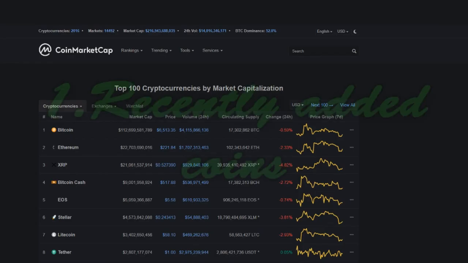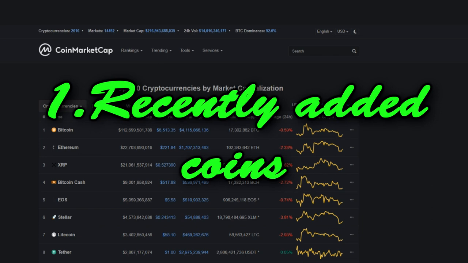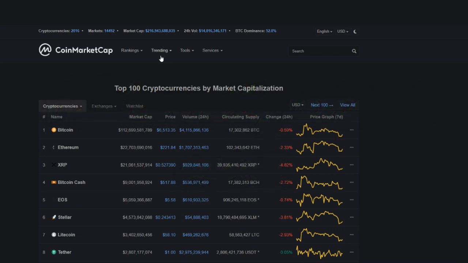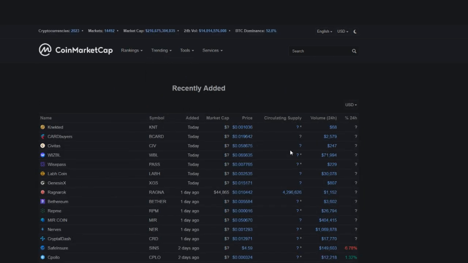Tip number one is recently added coins. Now, to actually look at this, all you need to do is go to trending and look at recently added. This will help you find new coins that are mineable, so you can mine a ton of them and then hopefully hit blocks and then sell them.